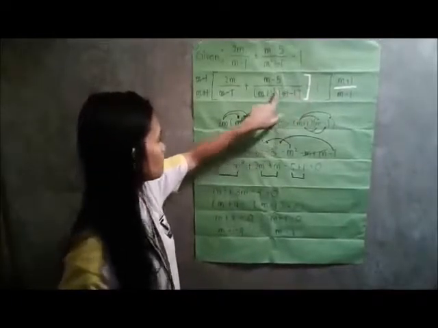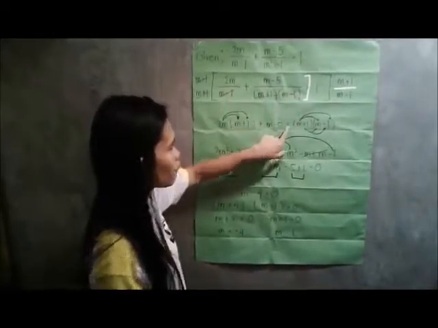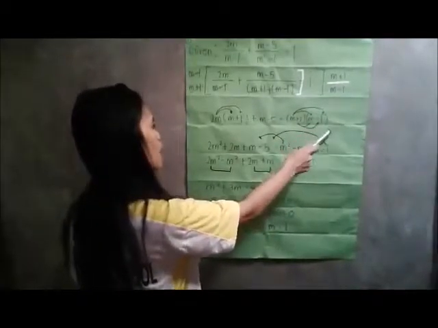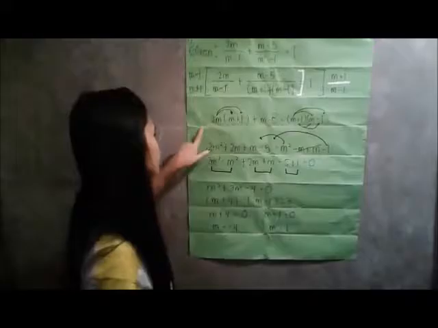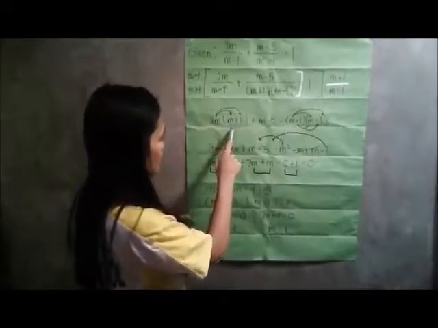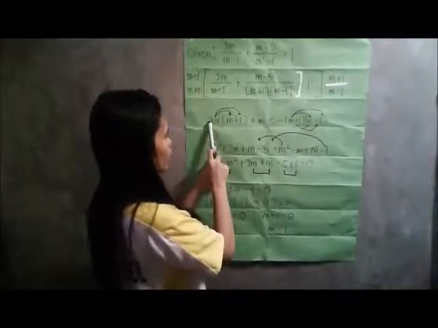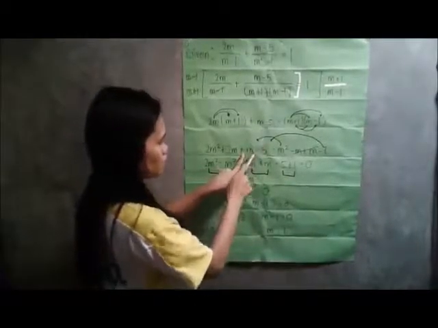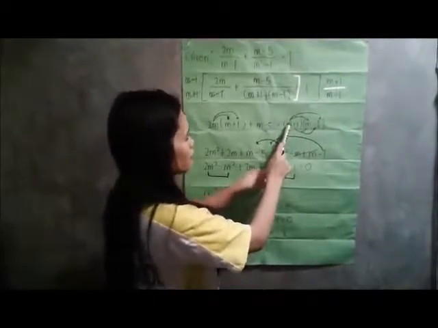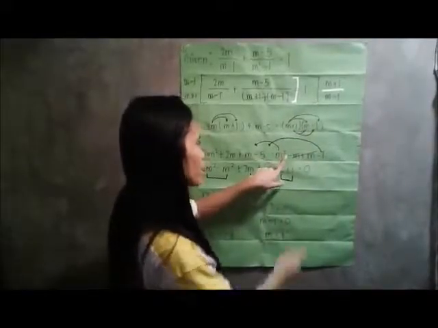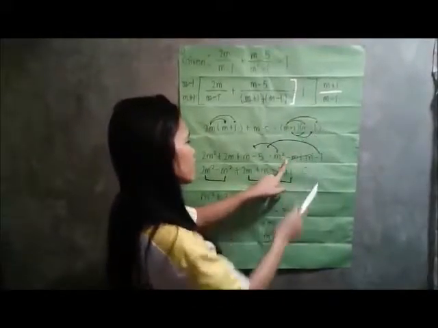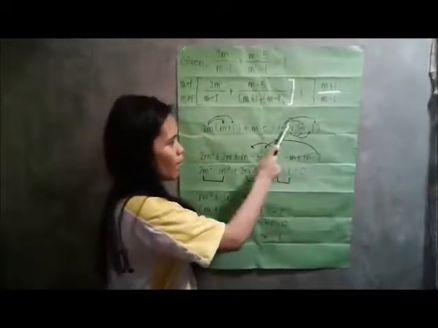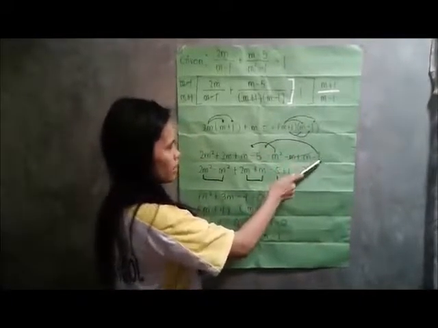Cancel natin itong dalawa. Matitira na lang m minus 5 equals times natin itong dalawa. M plus 1 times m minus 1. Distribute 2m. 2m times m magiging 2m squared. 2m times 1 magiging 2m. Bring down m minus 5 equals m times m magiging m squared. M times negative 1 magiging negative m. 1 times m magiging m. 1 times negative 1 magiging negative 1.